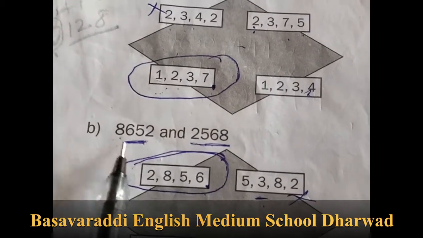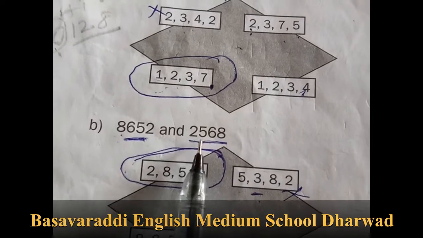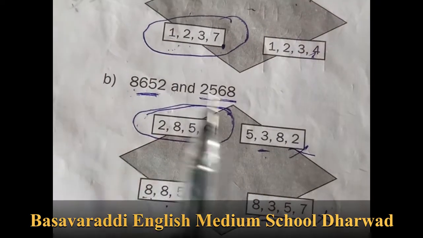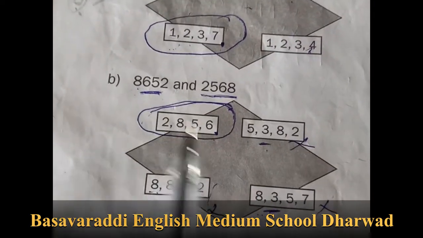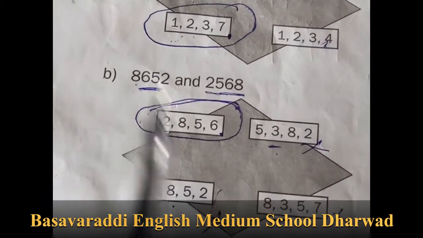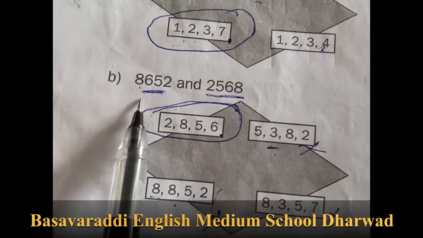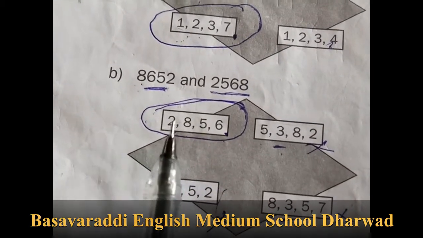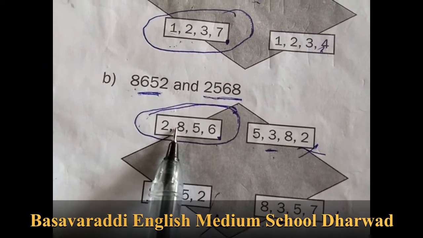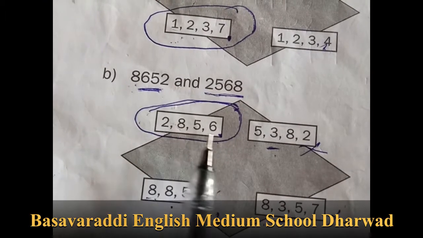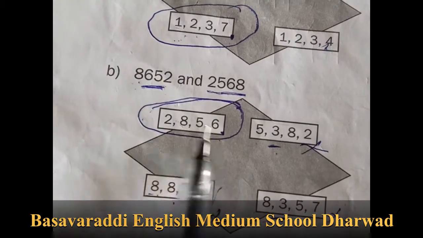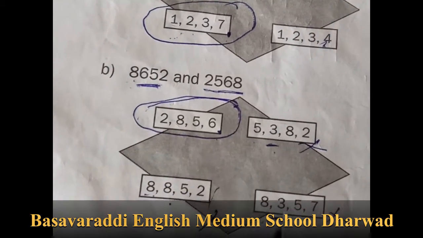And this is 8652 and 2562. Greatest and smallest, what are they telling? They have formed these numbers using the digits, making the greatest and smallest number. So we can see 2, 8, 5, 6. 8 is the greatest, afterwards 6, 5, 2. Then smallest 2, 5, 6, 8. So this is correct and all the others are wrong.